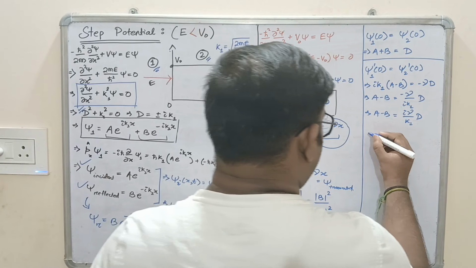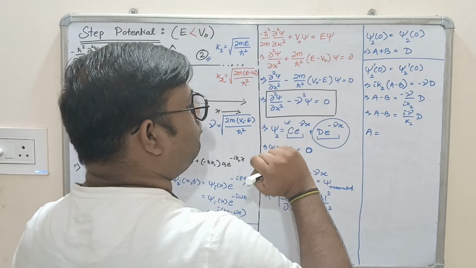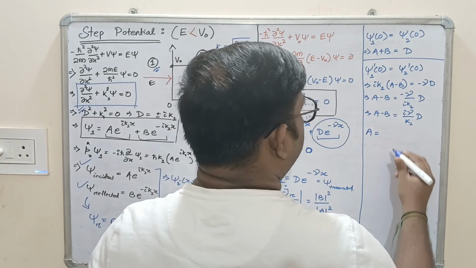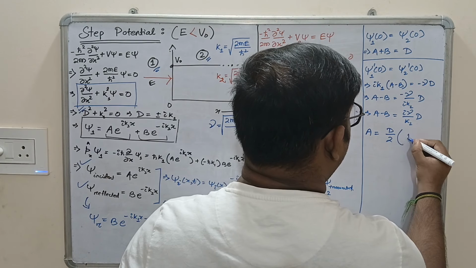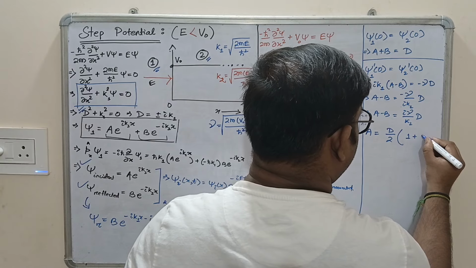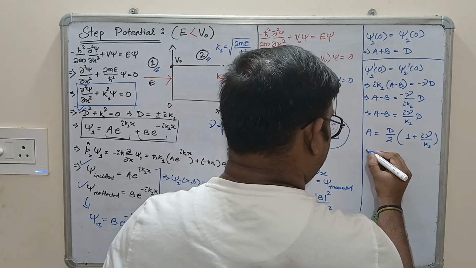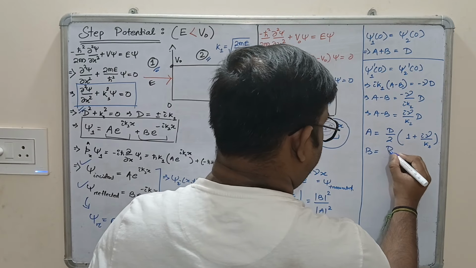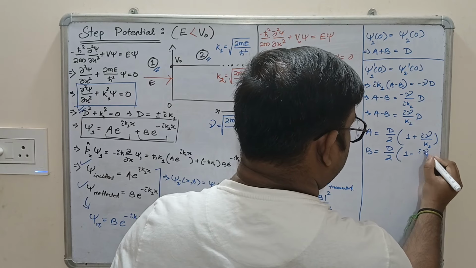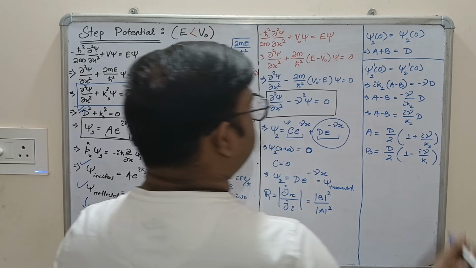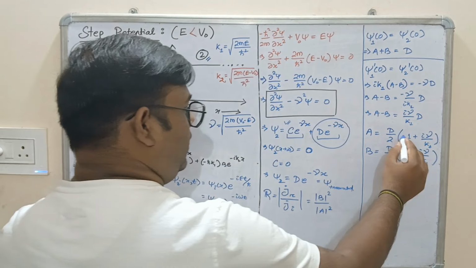Now what is coming out to be A here? Look, this is the fun part here. What is coming out to be A? A is coming out as D by 2 (1 plus i nu by k1). What is B? D by 2 (1 minus i nu by k1). Got it? This is A, this is B.